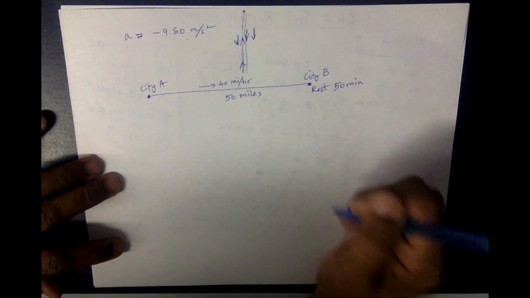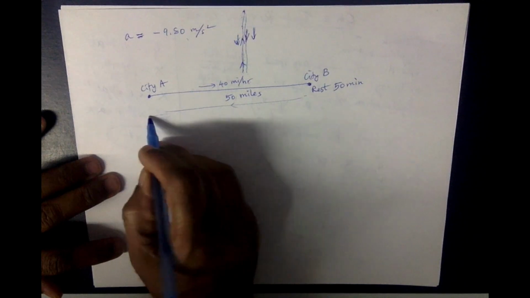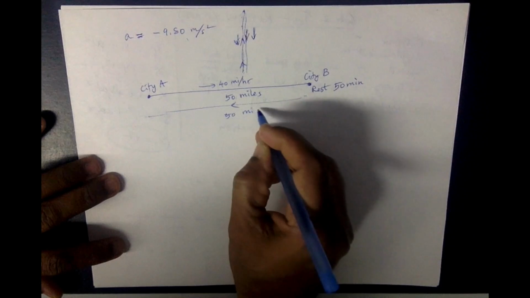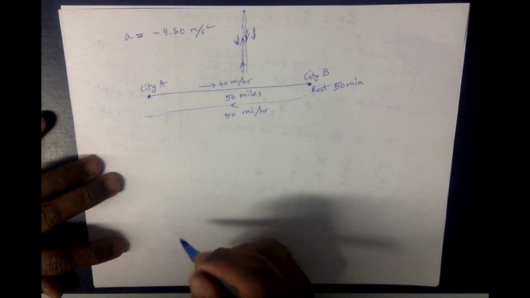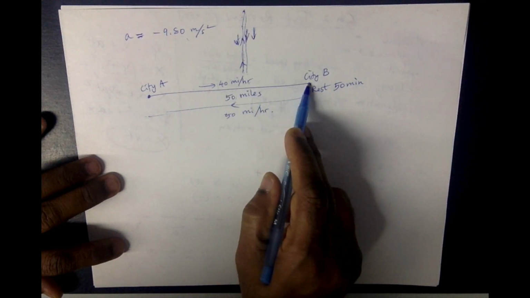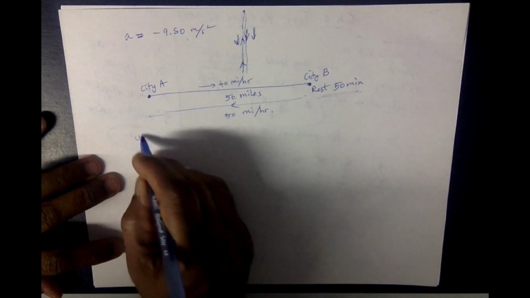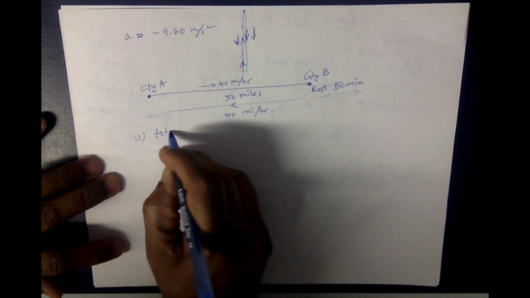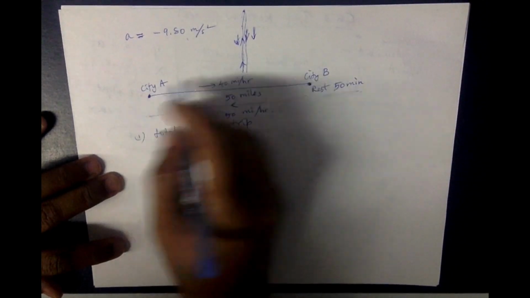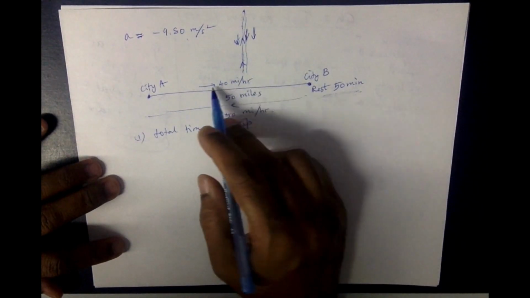If he's resting for 50 minutes and then he's going to return back to city A with a speed of 50 miles per hour. So the journey starts from here, goes all the way here, waits for this much time, and then comes back all the way here. Question is, what is the total time of the trip from here back again here? So the total time of the trip is going to be adding all the times.